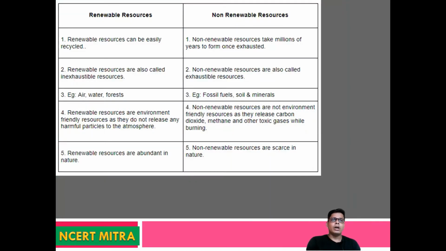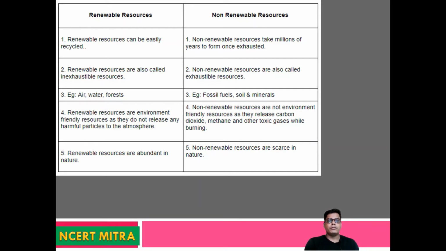Then, what are the differences between renewable and non-renewable resources? As per your book, a number of differentiations have been given, so here we are going to discuss some of these. Renewable resources can be easily recycled. Non-renewable resources take millions of years to form once they have been used up. This we have to understand well.